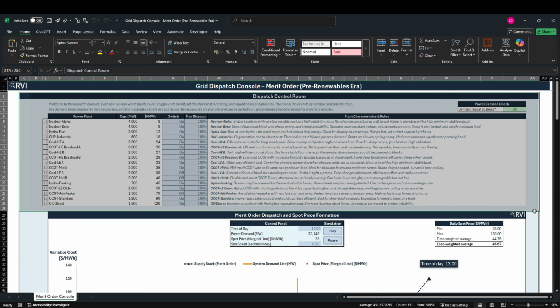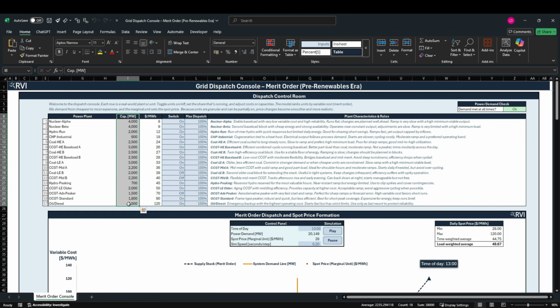Up here is our dispatch control room. Each of these rows represents a power plant block, so think of these as the individual units that make up the grid. You can see their capacity in megawatts, their variable cost in dollar per megawatt hour, and over here a simple on-off switch that lets us decide which plants are running. It's as if we are sitting in an actual dispatch console, toggling units on and off. Right now, 3 plants are kept offline. We'll bring them back later to see how additional system capacity affects prices.